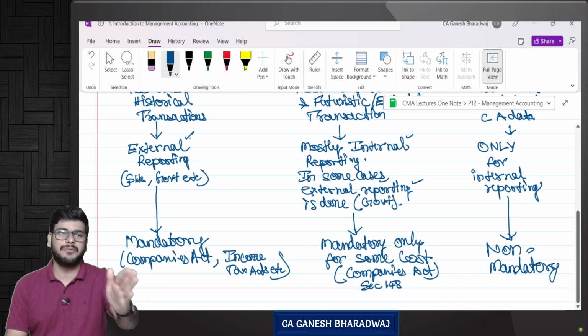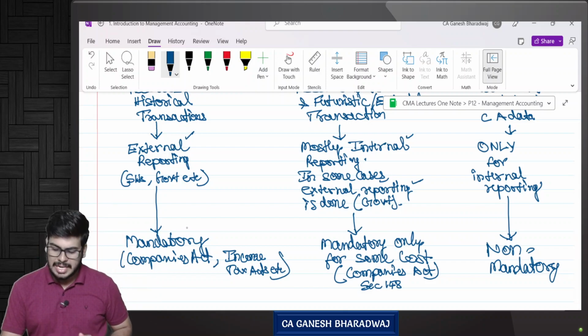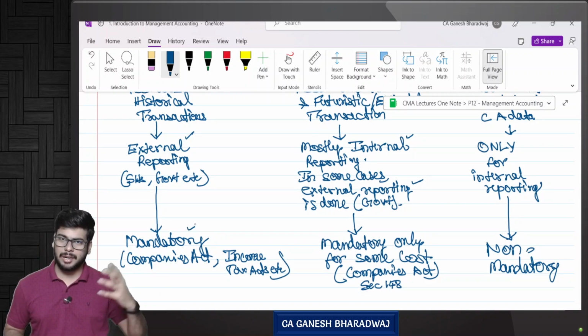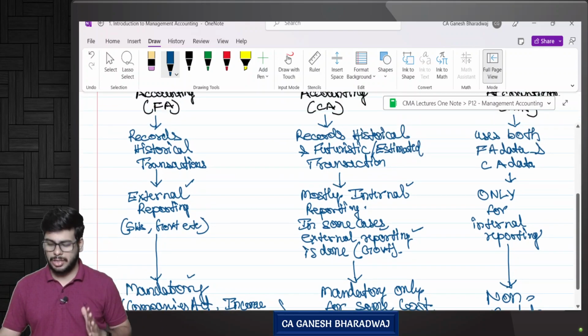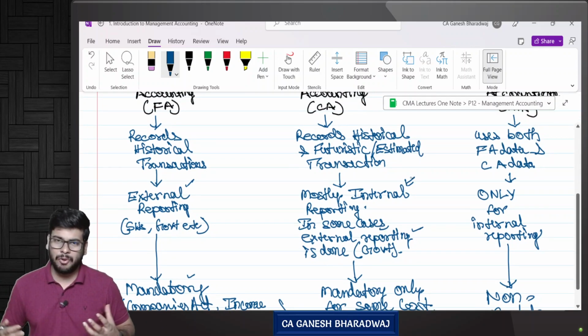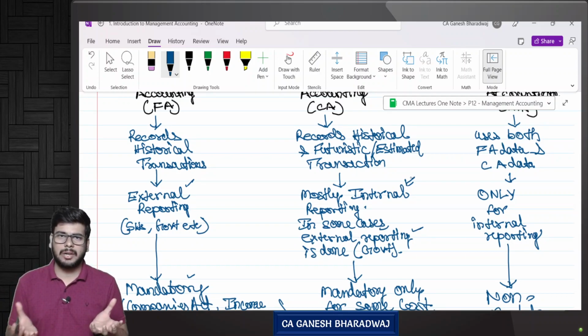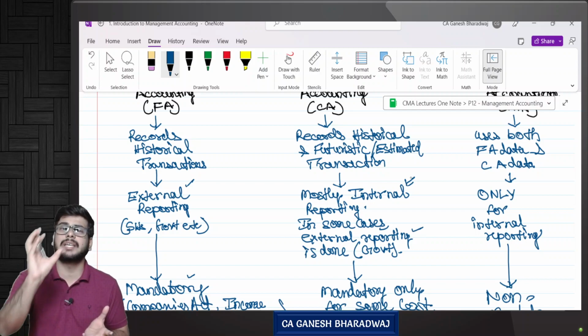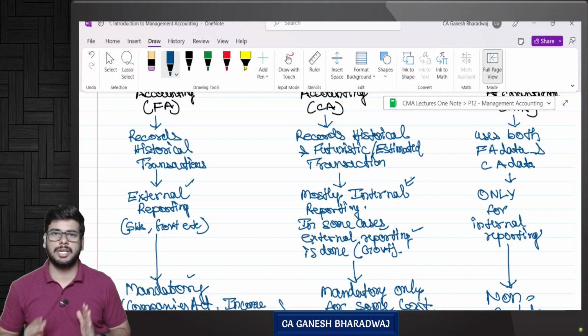And of course, in case of financial accounting, it is done only for external reporting. That is the objective for you to prepare the accounts and report it to the outsiders of the company, since it is mandatorily required under the Companies Act, Income Tax Act and other legislations. Whereas in case of cost accounting, it is mostly meant for internal reporting. Internal reporting means what? The accountants will prepare costing records and they will report only to the top boss of the company. Top boss is whom? The managing director. Clear? That's all, only for internal purpose.